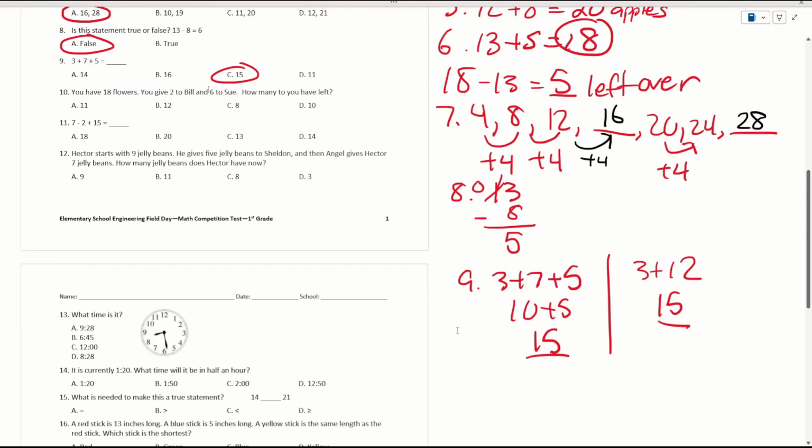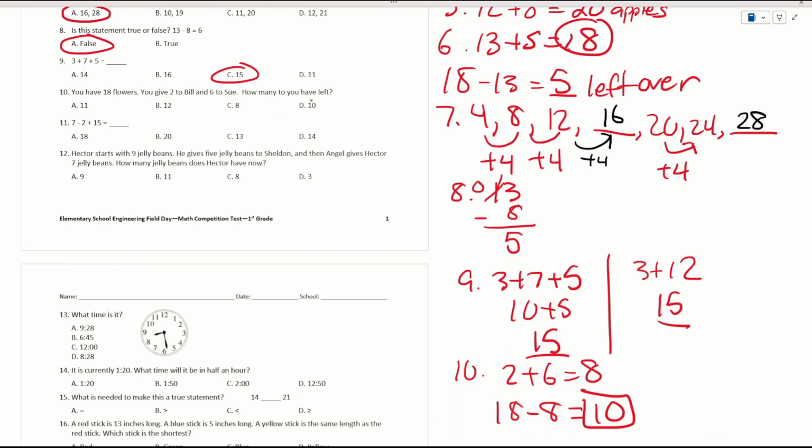Number 10. You have 18 flowers. You give 2 to Bill and 6 to Sue. How many do you have left? The easiest way to do it is to add how many you gave away. So we gave 2 to Bill and 6 to Sue. 2 plus 6 is 8. Then we subtract that from the total amount of flowers we started with. So 18 minus 8, and then we have 10 flowers left. So for number 10, we have 10 flowers, which is D.